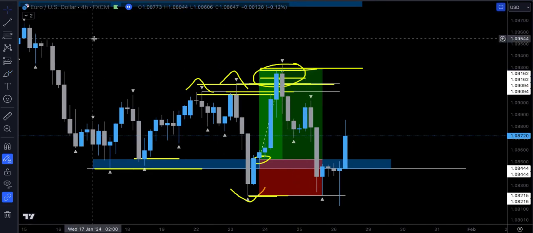Okay, so that's it for this one, and this is how you use the higher time frame, which is the daily, as confluence to your 4 hour with points of liquidity.